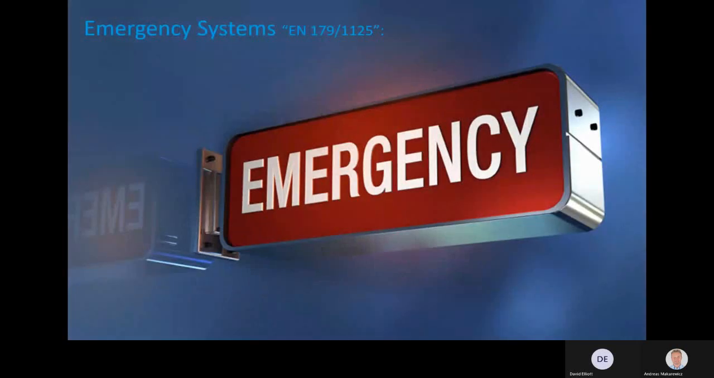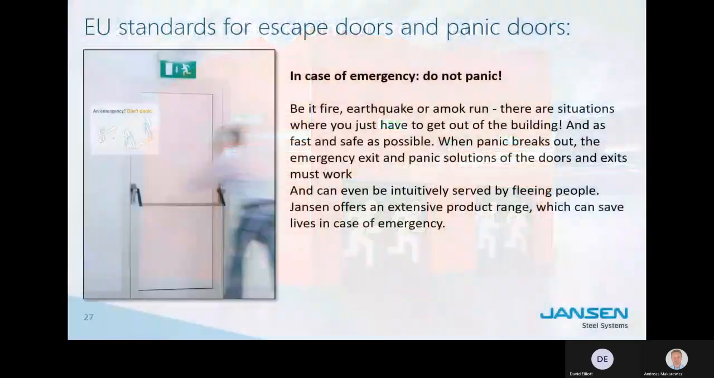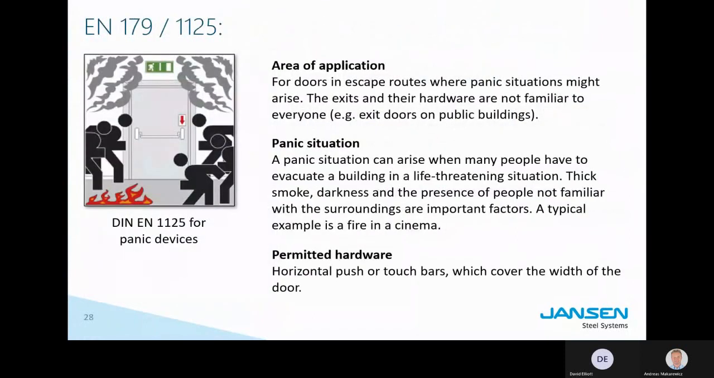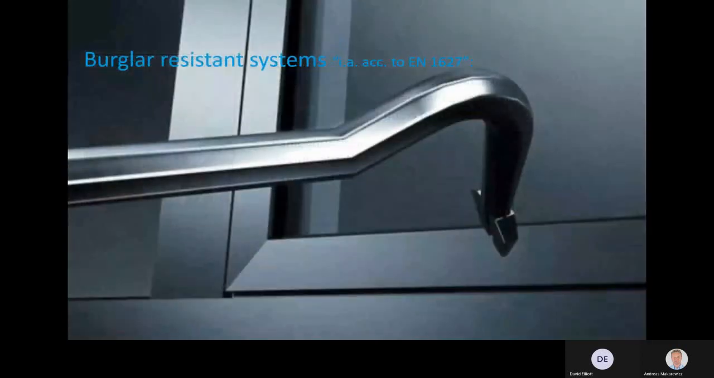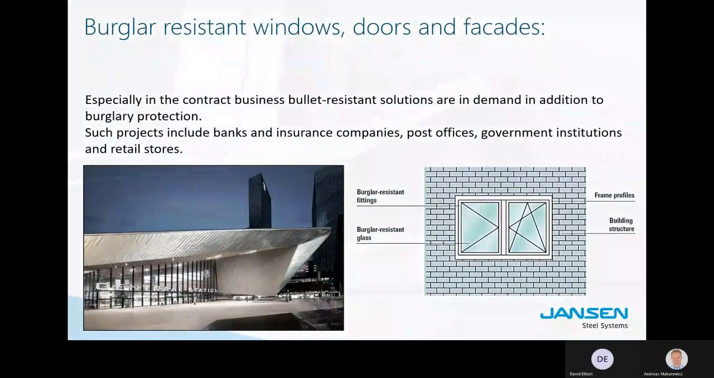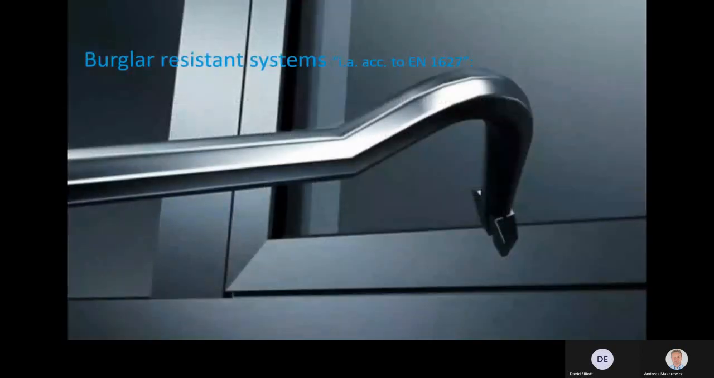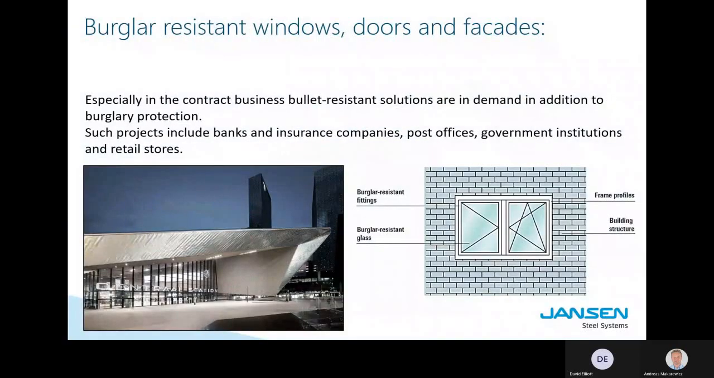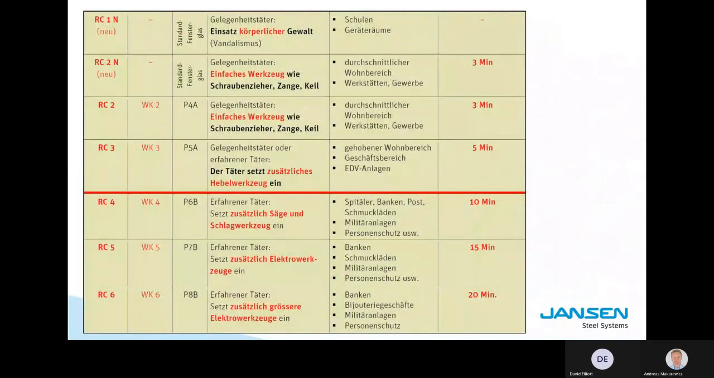Good. Emergency systems, we briefly covered that. These are the panic doors, either equipped with a handle or a push bar, depending on the type of building you are in. Burglar-resistant systems are protected against crowbars like these, against angle grinders. Then again, you have different classes here.